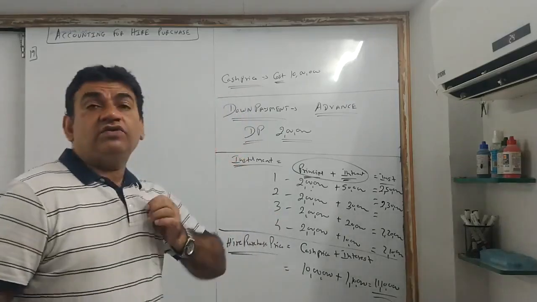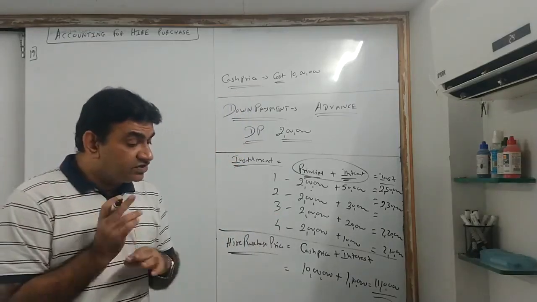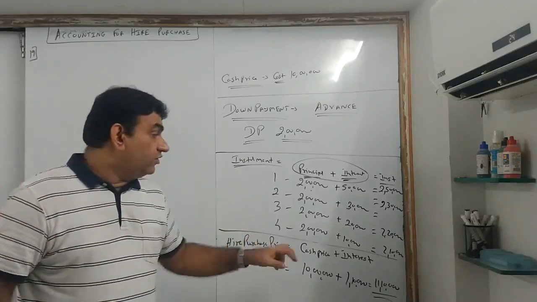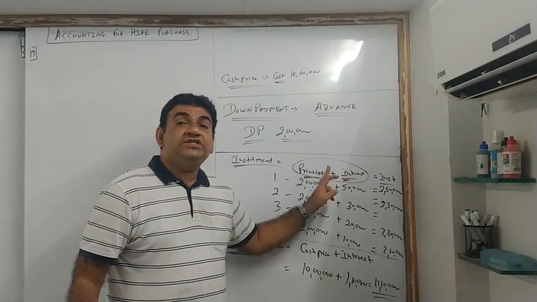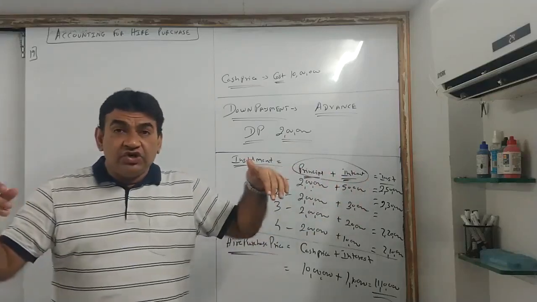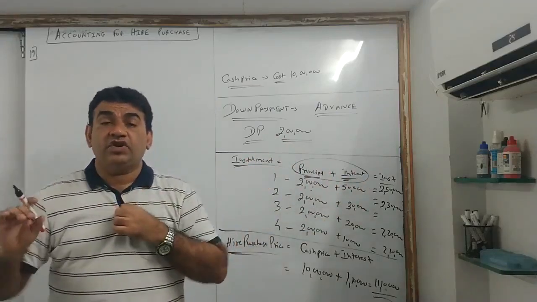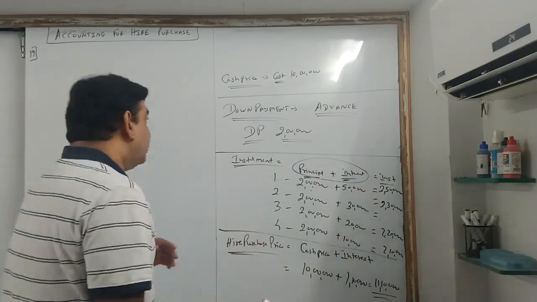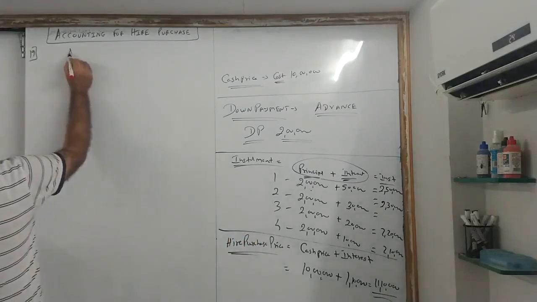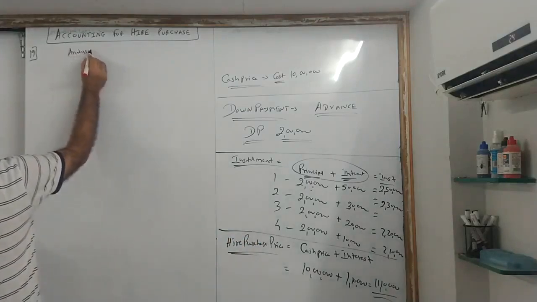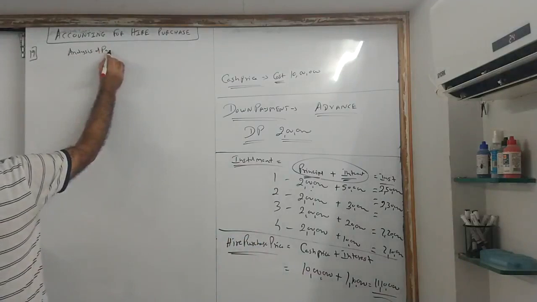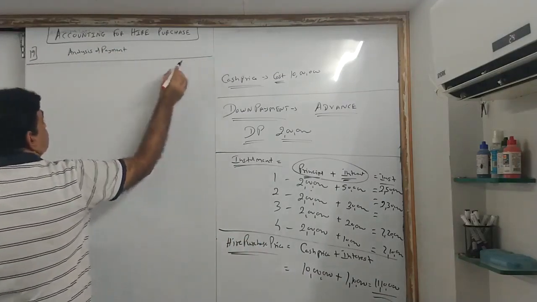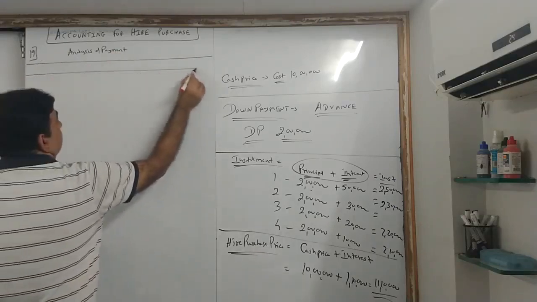Now as I told you, first you'll have to prepare a statement because we don't know how much the interest is. We know the installment. What I told you, installment is principal plus interest. So I should know of the total amount of installment, what is the breakup of principal and interest. So for that, we will prepare a statement called analysis of payment.